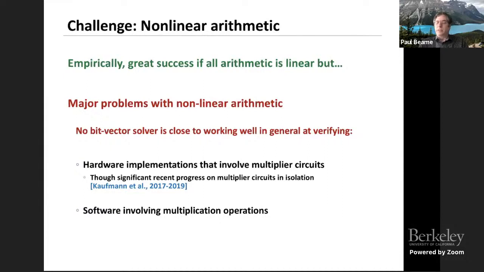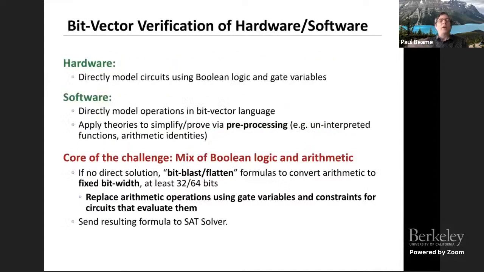So exactly how does this challenge come in? In hardware, you directly model the circuits using Boolean logic and gate variables. In software, you're going to directly model the operations, including arithmetic, in the bit vector language. And you will actually apply theories directly to simplify or prove via preprocessing the various properties. So you can use theories of uninterpreted functions or arithmetic identities at that point, but often that only gets you so far. You've simplified some of that arithmetic away, but there, for example, still may be a bunch of it.